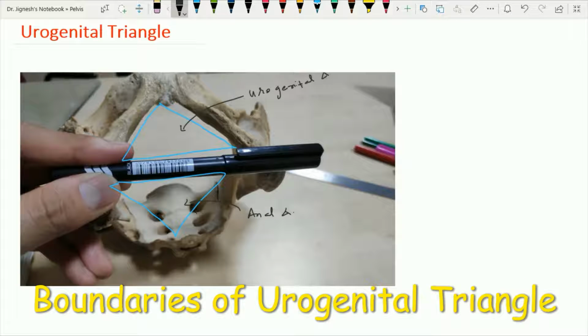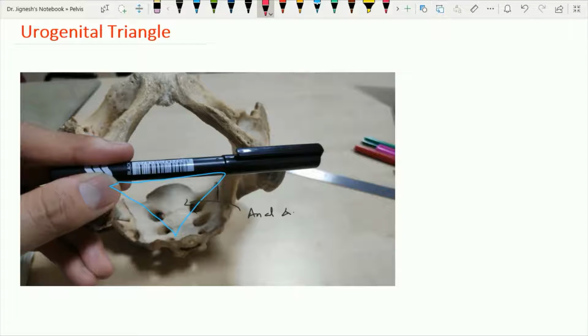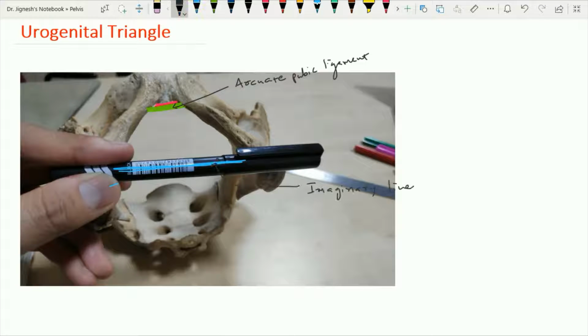When we see the boundaries of this urogenital triangle, we can appreciate that it is anteriorly bounded by the inferior margin of the pubic symphysis along with one ligament, and that ligament is the arcuate pubic ligament. Posteriorly, this urogenital triangle is bounded by this imaginary line, and this imaginary line passes through the anterior margin of the two ischial tuberosities. And anterolaterally, this urogenital triangle is bounded by the lower margin of this ischiopubic ramus.